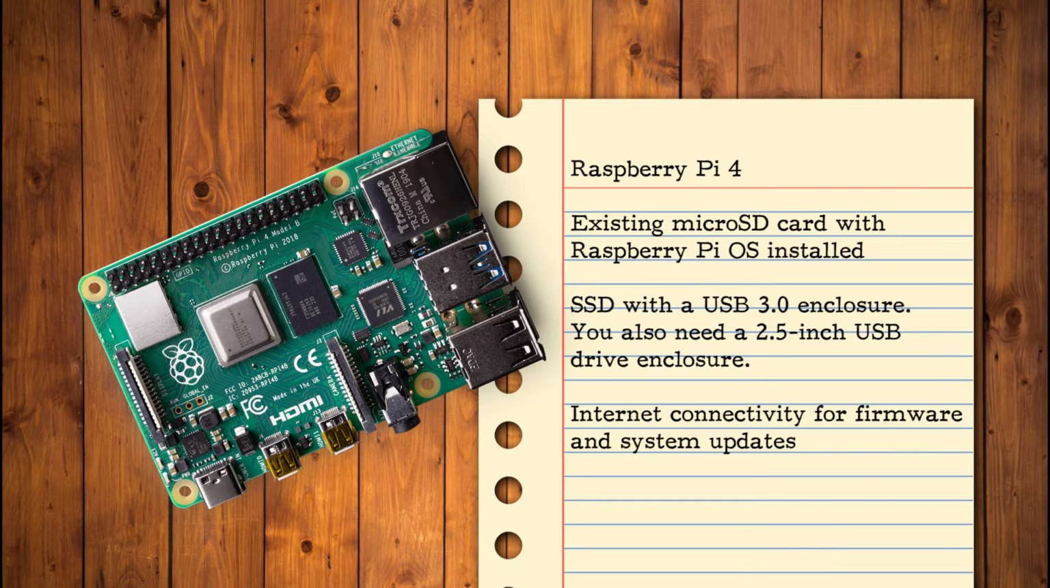Here's what you need for this endeavor: a Raspberry Pi 4, an existing microSD card with Raspberry Pi OS installed, an SSD with a USB 3 enclosure. You also need a 2.5-inch USB drive enclosure, and internet connectivity for firmware and system updates.